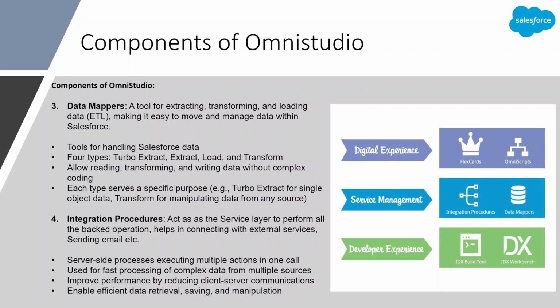The last component we have is integration procedures. Integration procedures act as a service layer to perform all the backend operations. They help in connecting with external services, sending email, etc. So integration procedures, also called IP, are used to perform various backend activities like receiving the user input from OmniScript or FlexCard and then using that to retrieve data from the database using data mappers or to manipulate the data. They can also be used to retrieve data from external services, send email to the user, etc. So in simple terms, all the backend activities can be done by integration procedures. So this is the brief about the building blocks of OmniStudio.